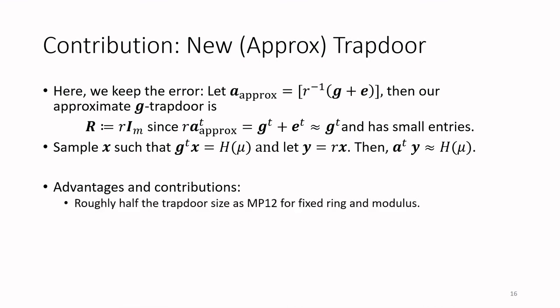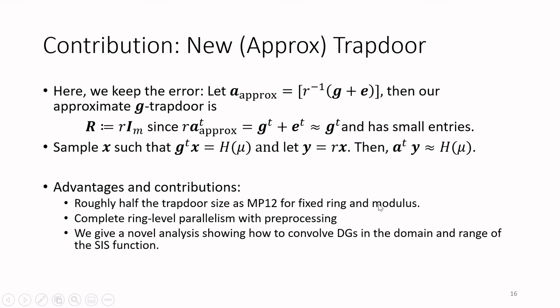Now, to summarize the contributions, the advantage of this, again, is a much smaller trapdoor size, maybe by a factor of almost 2 compared to MP12 for fixed ring and modulus. We also have complete ring-level parallelism here, and you can see this because you would first sample this discrete Gaussian X, and you would multiply in parallel by this vector R with short entries. And of course, we would have a perturbation here.